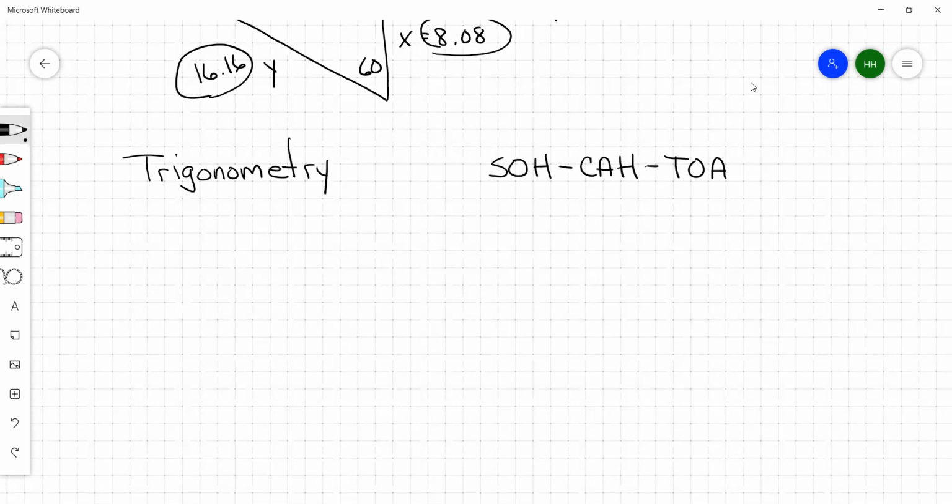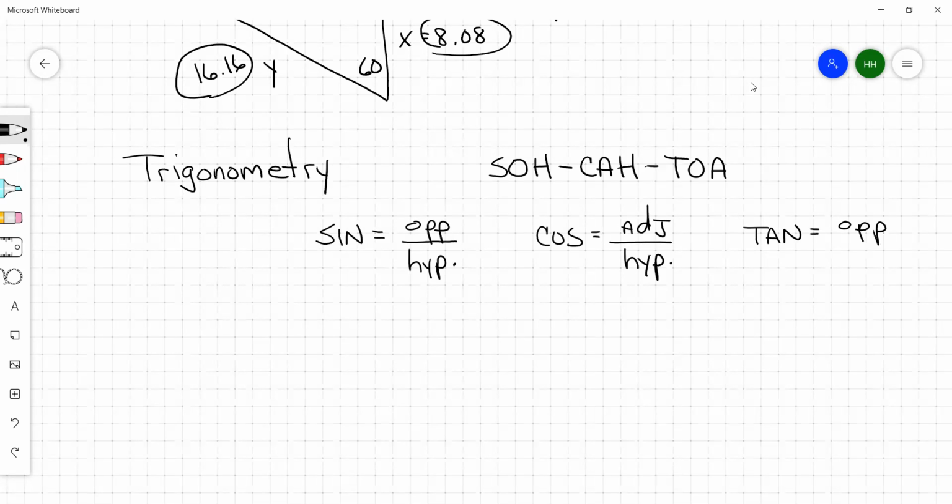Here's what it stands for. We spell this SIN, but we say sine. Sine of an angle is equal to its opposite side over the hypotenuse. Cosine of an angle is equal to the adjacent side of the triangle divided by the length of the hypotenuse. And the tangent of an angle is equal to the length of the opposite side divided by the length of the adjacent side.